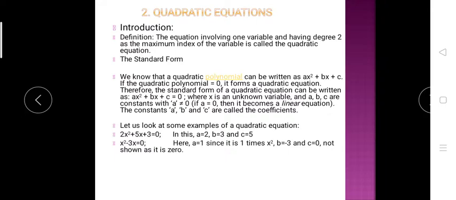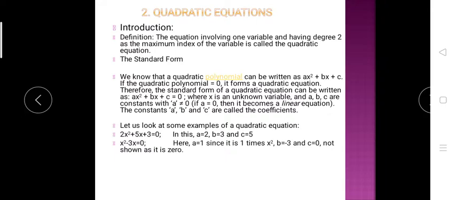In the same way, listen students, an equation involving one variable having a degree of 2, important, only one variable whose degree is 2, is called a quadratic equation. Again I am revising: the equation involving one variable and having a degree of 2 as the maximum index. Index means power. Don't be confused. The maximum index of the variable is 2 in a quadratic equation.